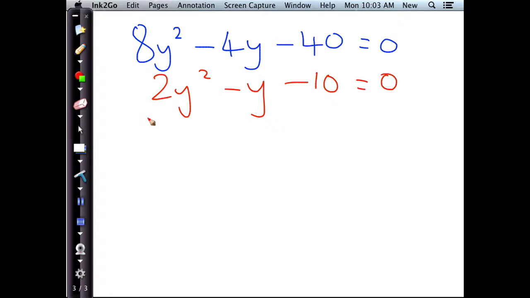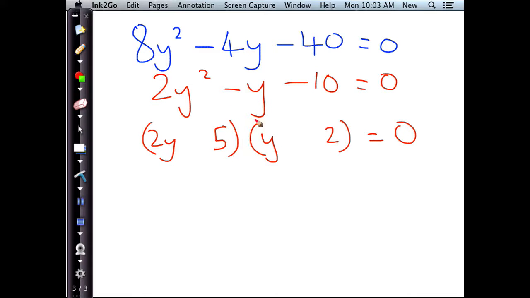This is a fairly simple quadratic to solve, so what you do is you say, okay, I'm going to have 2y over there, and y over there, and then 5 over there, and 2 over there. This is going to be minus 5, that's going to be plus 2. Let's just multiply that out. I get 2y squared minus 10 minus 5y plus 4y gives me negative y. From there I can clearly solve, and say that therefore y must equal 5 over 2, which is 2.5, and here y must equal negative 2.